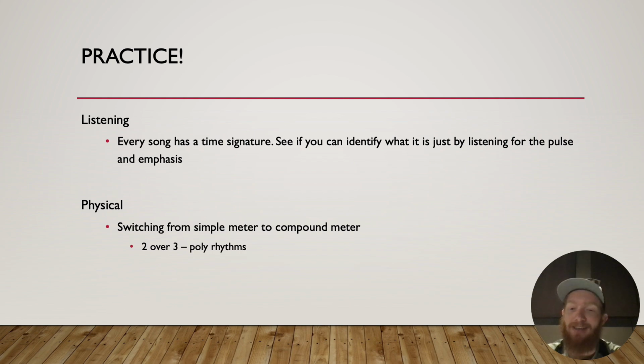You put on a song, you feel the beat. Identify that beat. Once you have it, see if that beat is divided into 2 eighth notes or 3. If it's divided into 2 eighth notes, you know it's going to be simple meter. And if it's in a group of 3, you know it's going to be compound meter. And from there, see if you can identify the exact time signature.